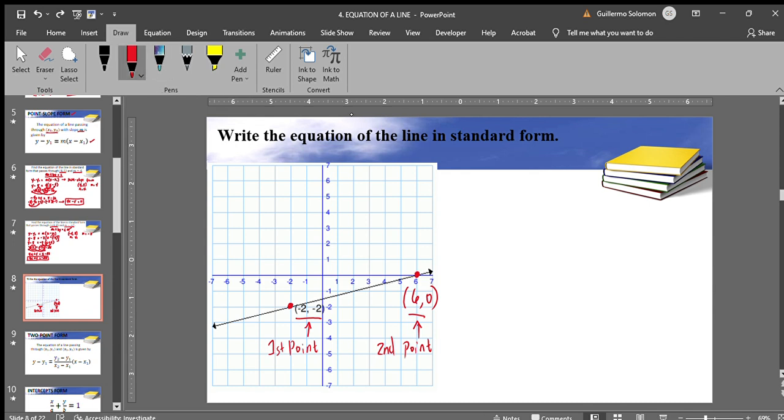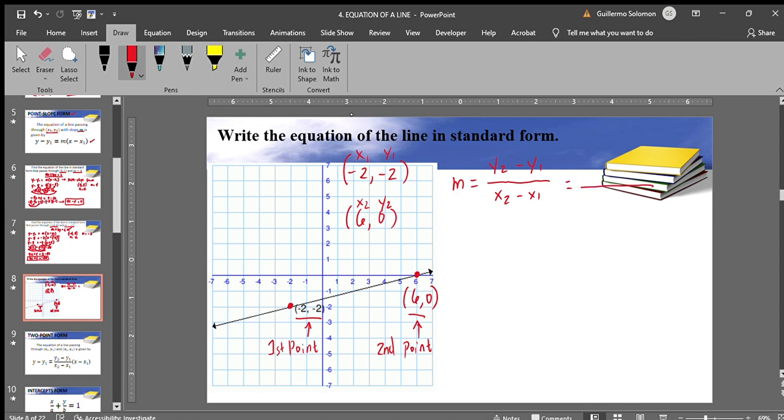So, let us first solve for our slope. And tandaan na, the formula for slope, that is m is equal to y sub 2 minus y sub 1 over x sub 2 minus x sub 1. Since meron tayong given na negative 2, and 6, 0. O, lagay lang natin. Ito ay x sub 1, y sub 1. Ito ay x sub 2, y sub 2. Okay?